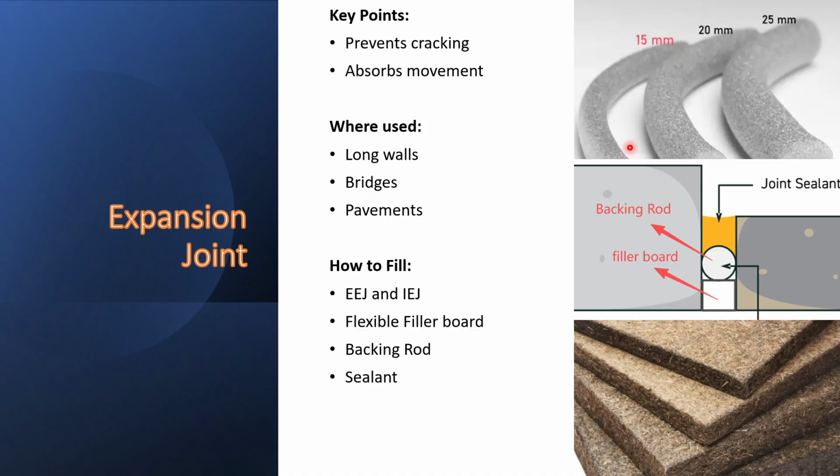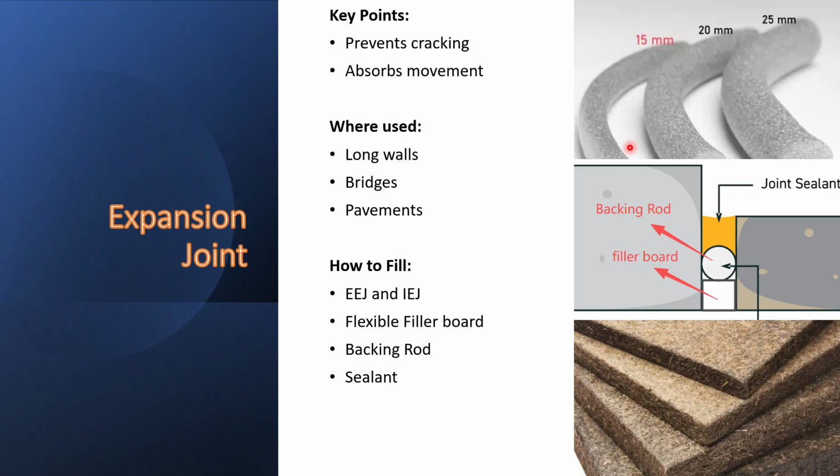So here you can see the key points for the expansion joint. It prevents cracks and absorbs movement. Where do we use the expansion joint? We usually use it in long walls, bridges, and pavements.